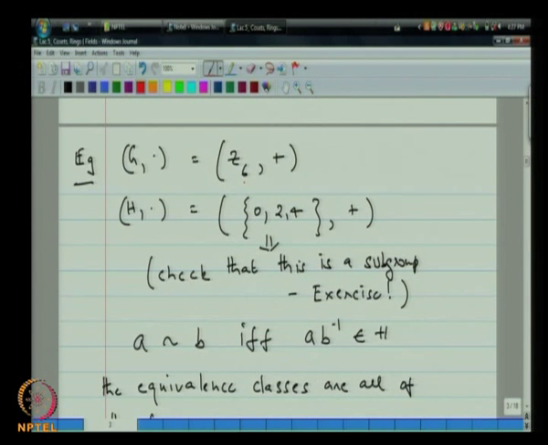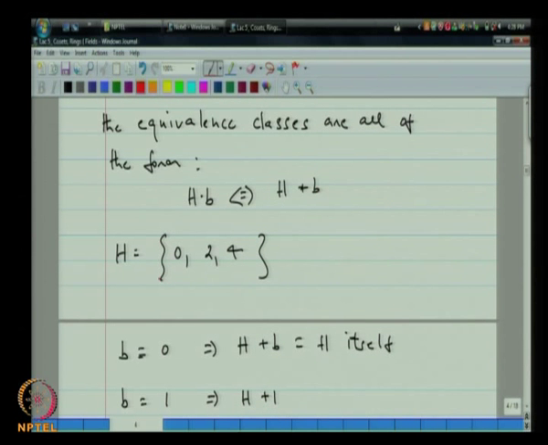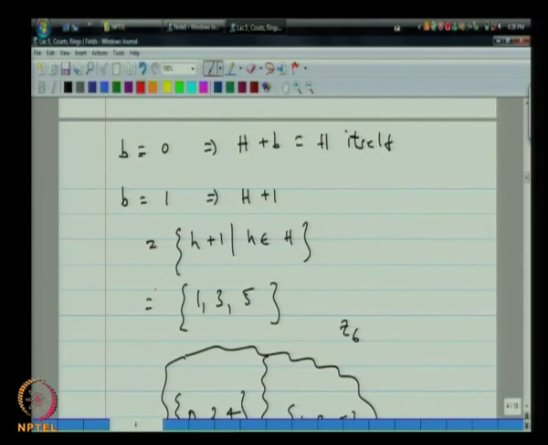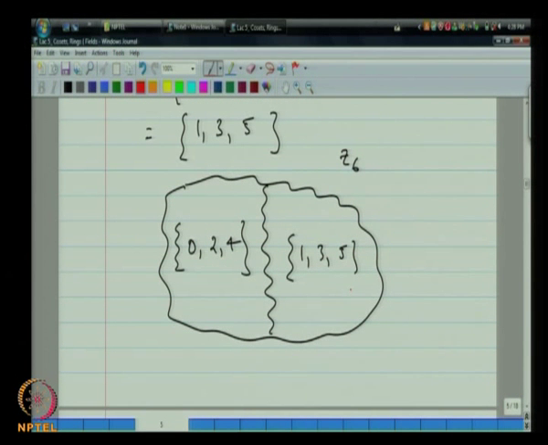When the group is the integers mod 6 and H is the even subset of Z6, then we saw that the cosets of the subgroup, there are only two of them. One coset is 0, 2, 4 and the other is 1, 3, 5. So, again trying to bring in the notation, the terminology of a coset.